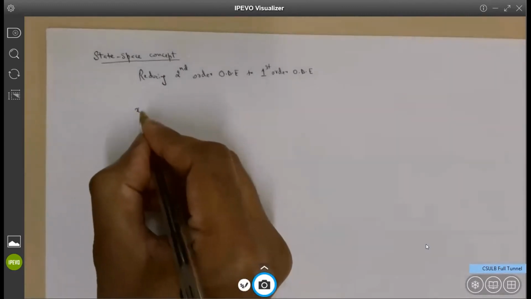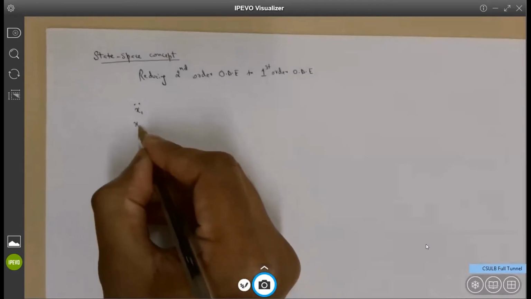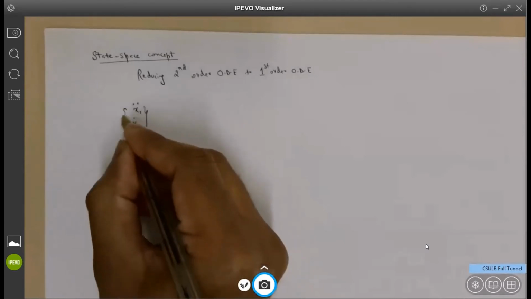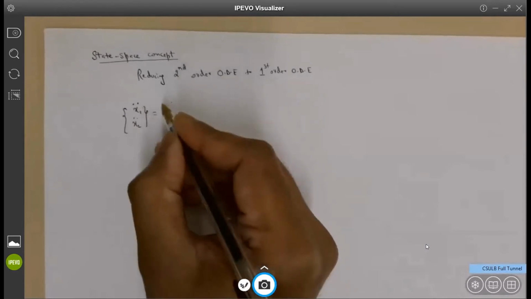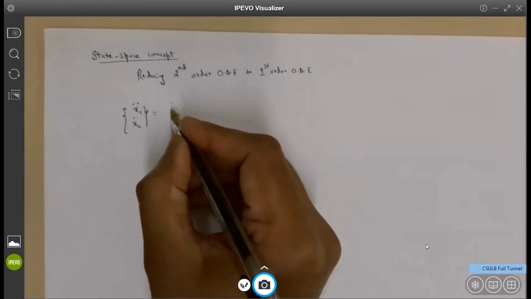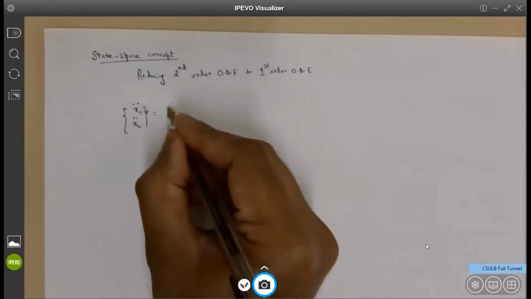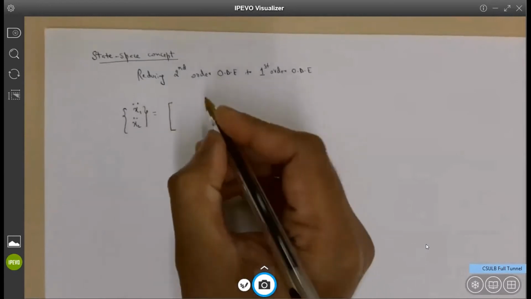What we have got is x1 double dot, x2 double dot, which is the time derivative of x1 and x2, equals the A matrix. Let me write it down here.